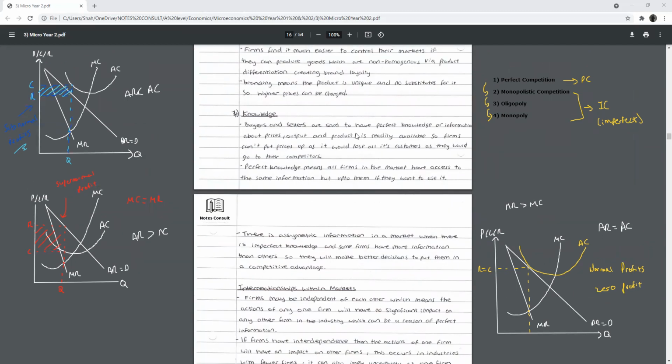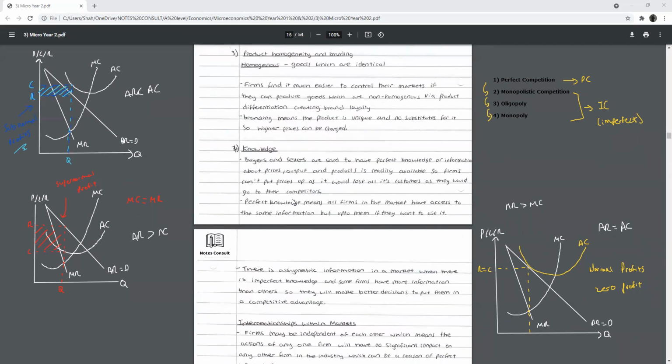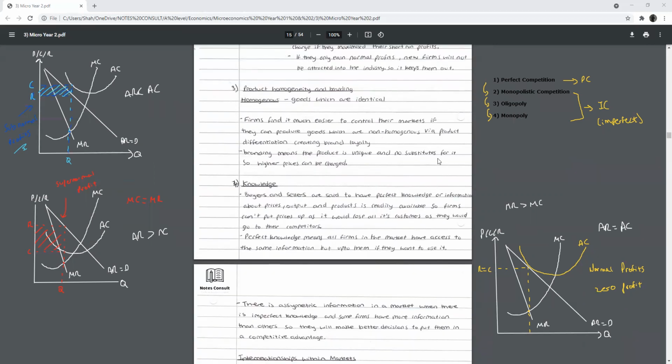Knowledge. So buyers and sellers are said to have perfect knowledge or information about prices, output, and products. So firms can't put prices up as it would lose all its customers and they would go to all their competitors. Perfect knowledge means all firms in the market have access to the same information, but it's up to them if they want to use it.